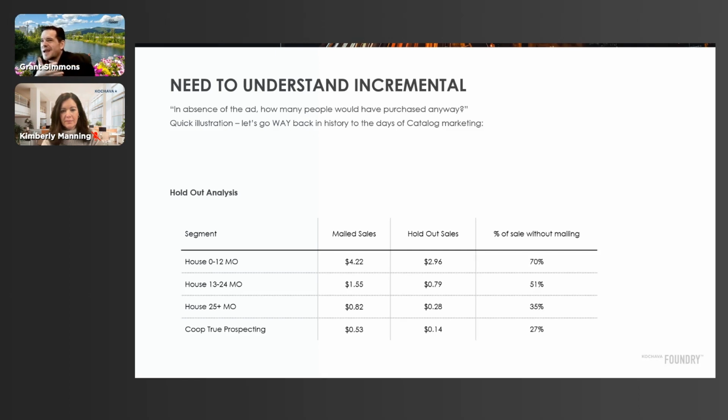meaning folks are less active. They potentially have to be treated with more media to get them to do things. And then finally, we get down to that last bucket there, which is co-op true prospecting, which is user acquisition, new customer acquisition. Even though these are ostensibly new customers, we still see that 27% of that population was going to purchase against the brand anyway. And so this is how it's been done historically in catalog, and it's trustworthy. It's been around for decades, but it's a little challenging in digital.